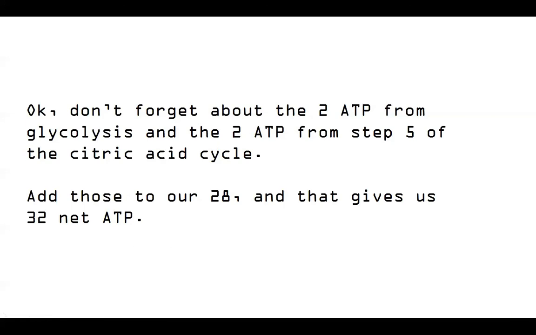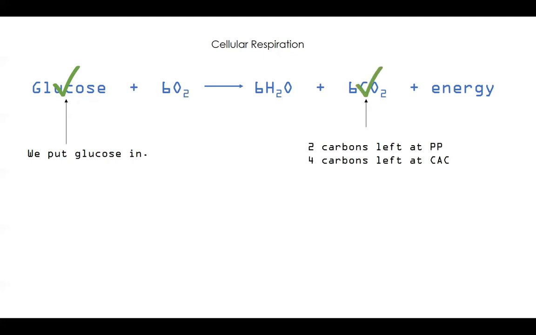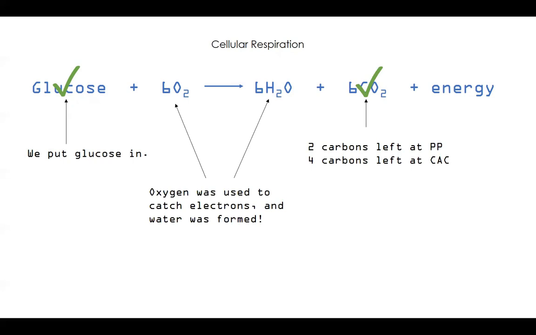So we did it. We have calculated now how we actually get those ATP. We have seen every step of how we arrive at that number. So let's also just recap by remembering our cellular respiration reaction. So glucose, we saw that at the beginning. That was our original input into glycolysis. We saw the carbon dioxide leave at pyruvate processing and the citric acid cycle. Oxygen was used to catch electrons. Some of this water became formed as these electrons are captured at the end of complex 4.